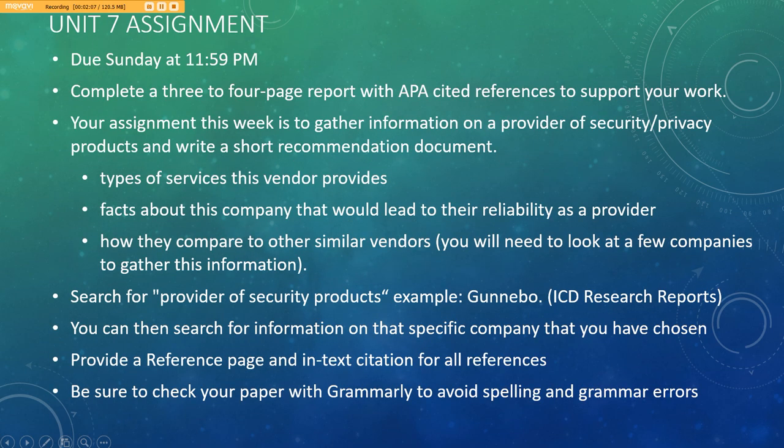Now, the Unit 7 assignment is due Sunday at 11:59 p.m. It says to complete a 3 to 4 page report with APA-cited references to support your work. You may not be able to get that much because what you're supposed to do is gather information on a provider of security or privacy products and write a short recommendation. So think of it as you've been asked by your boss to pick a company that provides either security or privacy or both and make a recommendation.